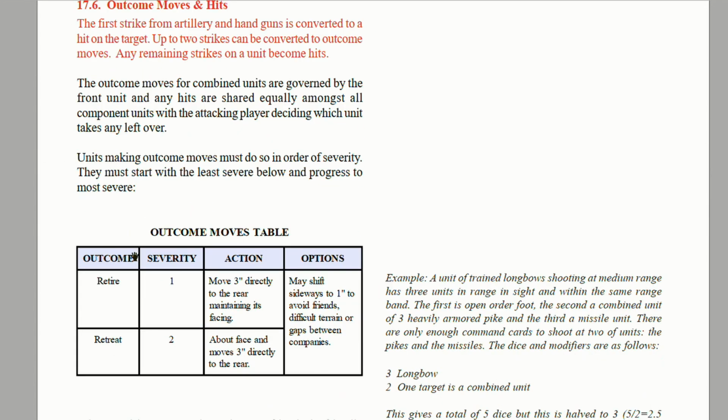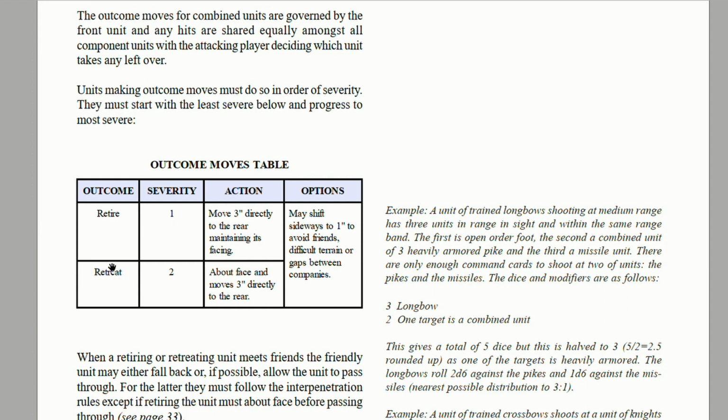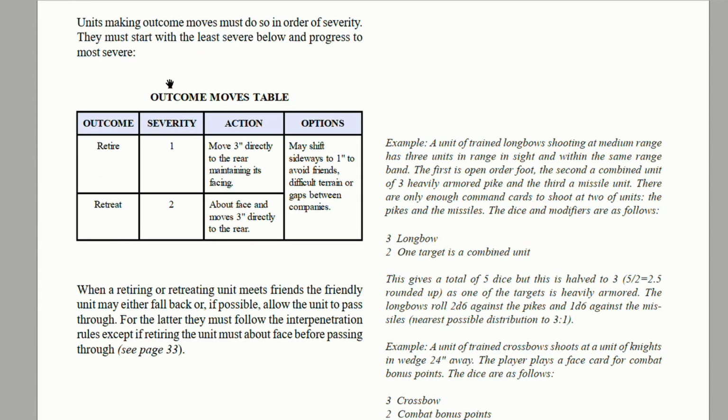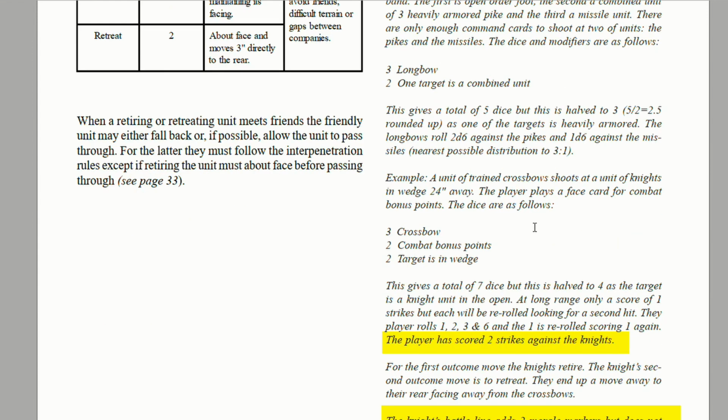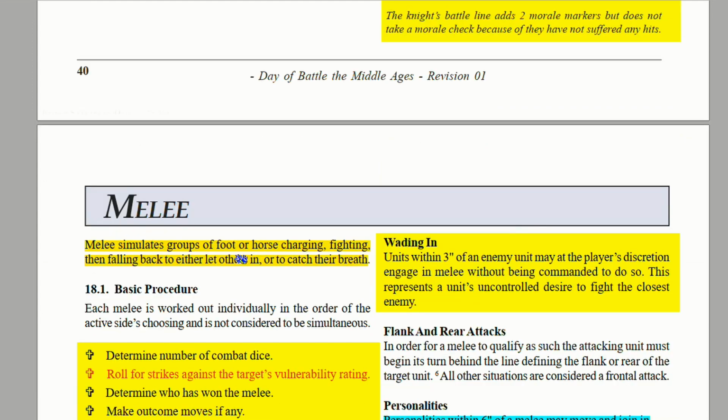Here are outcome and move hits. Again, you have outcomes, you have retire and retreat. The severity is 1 and 2. So if you lost by 3, you can use the same unit to retire and retreat, or you can use 1 unit to retire and 1 unit to retreat. You have a lot of options. You can retire for 1 and the other 2 hits, you can put them on the unit. So there are a lot of options for how these outcome moves work. You will judge how to do these outcome moves according to your strategy. Here are examples of how the shooting works. And here is melee.